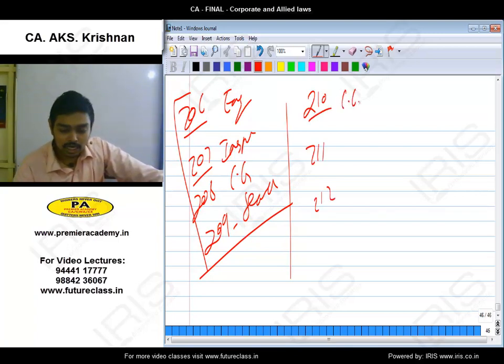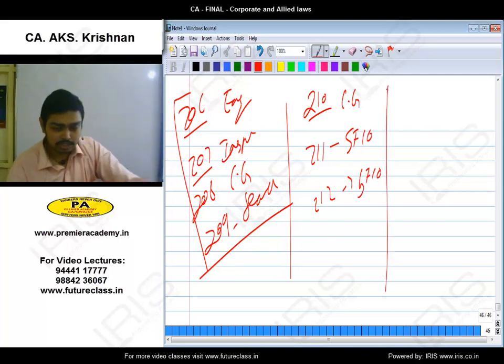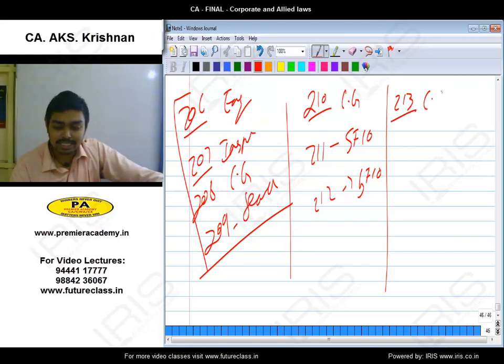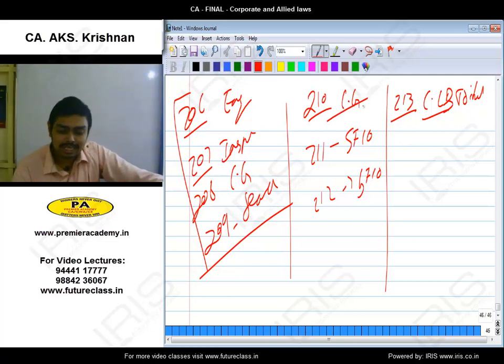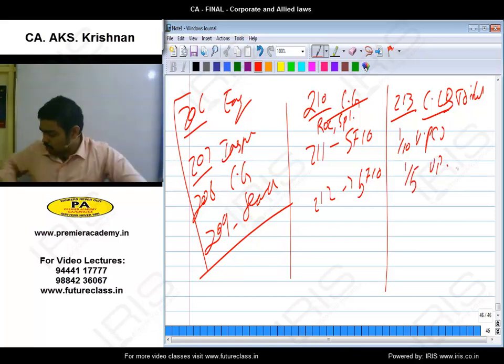210 is what? Central government. In case there is a fraud, SFIO will be appointed and SFIO will do the investigation. Then 211, 212 is the same. Then 213 is separate. Then it is CLB. What is that? Tribunal. Tribunal to do investigation. So central government will do investigation on the report of the ROC or by special resolution. But the CLB will do it on the report of 1/10 of the voting power in case share capital is there, and 1/5 of the voting power in case share capital is not there.